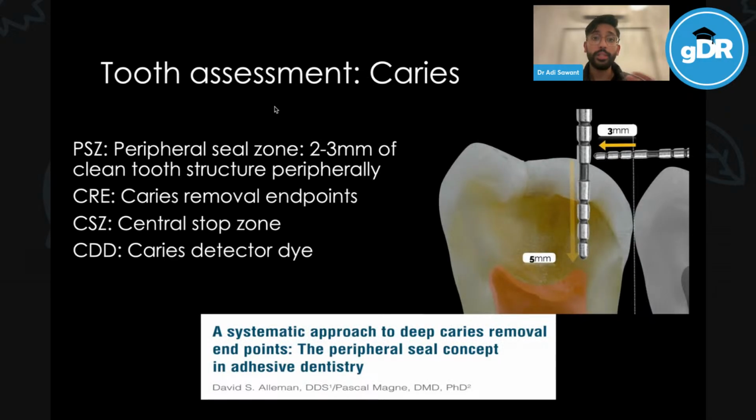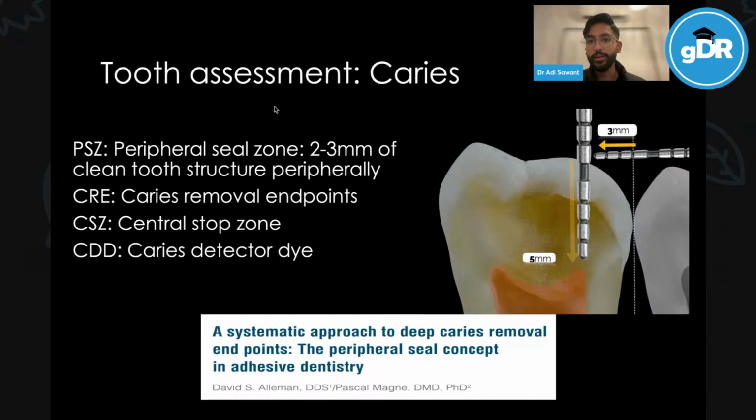In terms of keeping the pulp alive, we want to work on our selective caries removal. This paper by Alleman and Magnier has done really well in conceptualizing that into very objective endpoints. All these acronyms on the side are more acronyms Biomimetic dentists created in the past, just so you know what you're reading if you read a random caption.